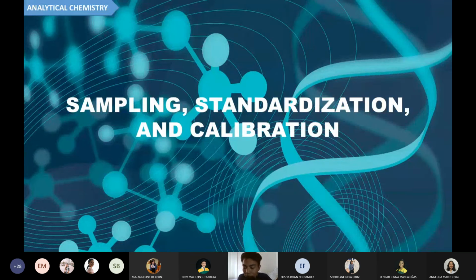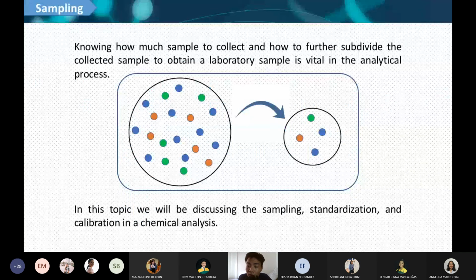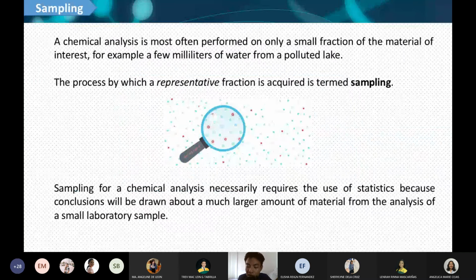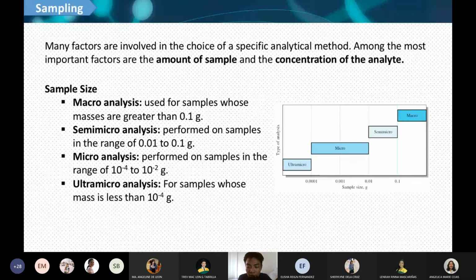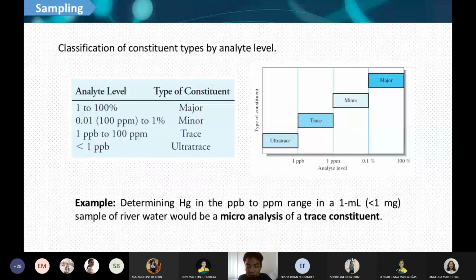So, let's have a quick recap of what we have discussed today. So, again, when doing chemical analysis, you only get a few portion of your population to be your sample. We call that the representative fraction of the entire population. Depending on the amount of your sample or the concentration of your analyte, there is a corresponding analytical method to solve for the amounts of your analytes. No? So depending on the sample size, may corresponding analytical method and the same as for the concentration of your analyte.